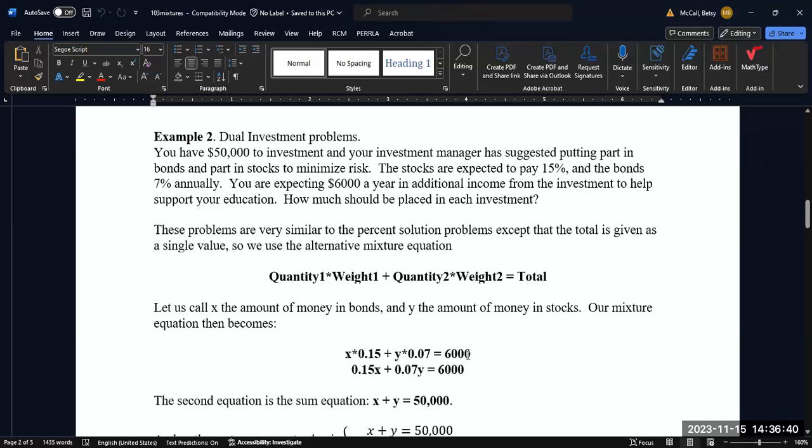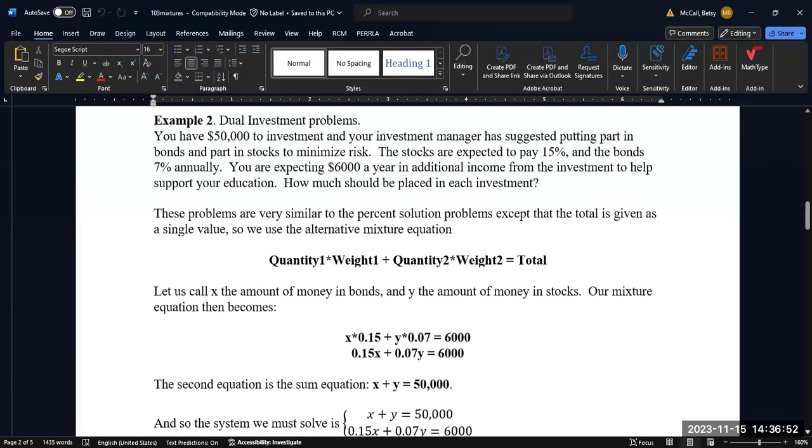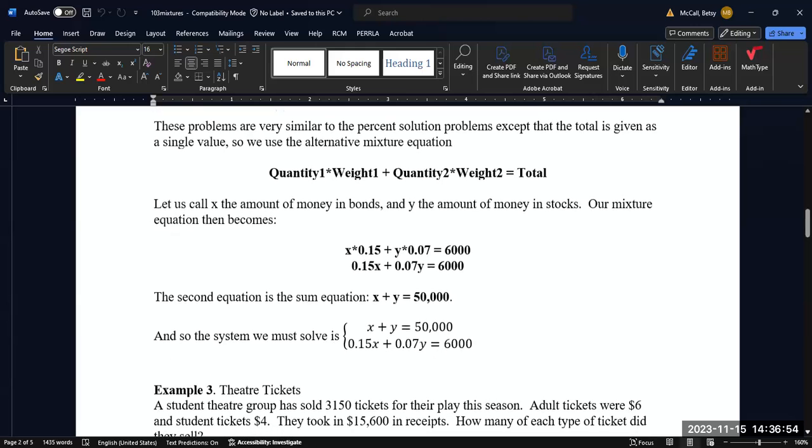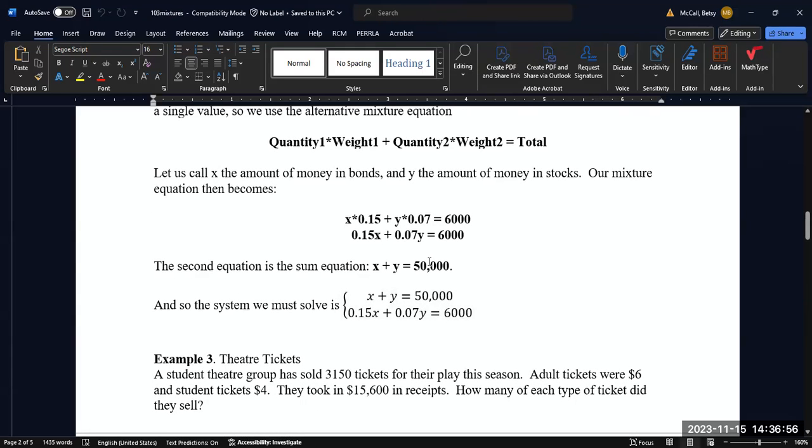We don't know what that equivalent interest rate is going to be, although we could calculate it since we know how much our investment was. But they've told us how much money we need to earn, and so we just put the $6,000 there. And so that's going to be our set of equations. Our quantity equation, the two things add up to 50,000, and our interest adds up to 6,000.